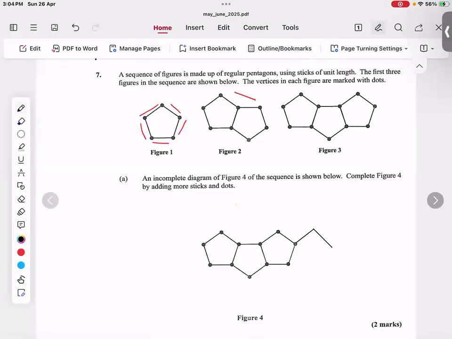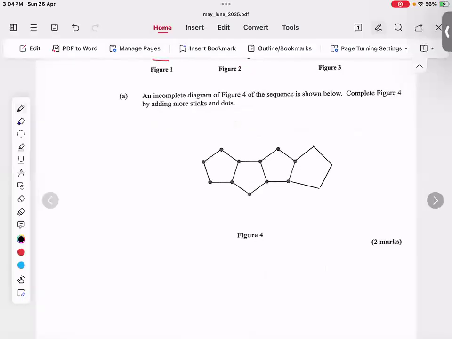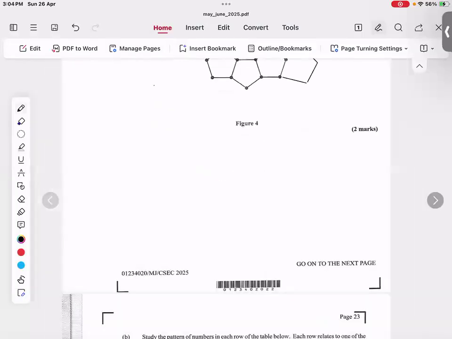Something better than that. You can draw better than that, but you get the idea. You're just going to draw another pentagon onto that side. So this is 1, 2, 3, 4, 5. It's not drawn so wonderfully, but you will be able to figure it out in the exam. Okay, so that is figure 4. All right, let's go to the table.